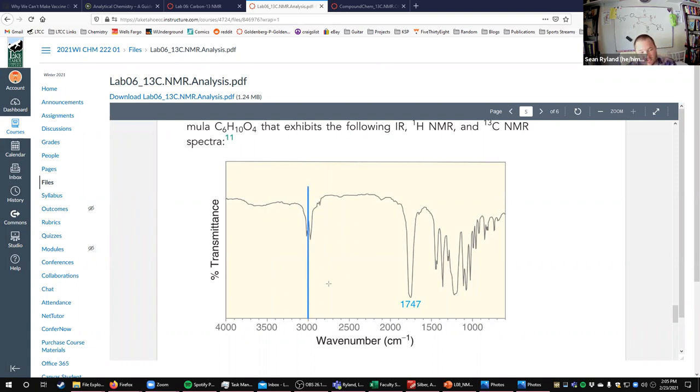I would say that those are at least medium, mostly because we know that we are always going to have peaks right around 3000. So it's less about how strong they are and more about, are they left of the line at 3000 or right of the line at 3000?